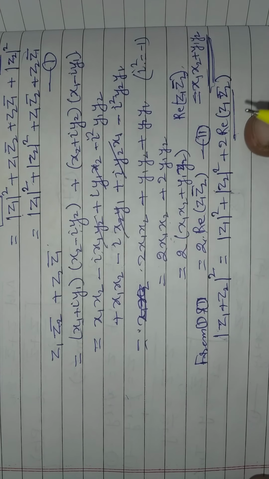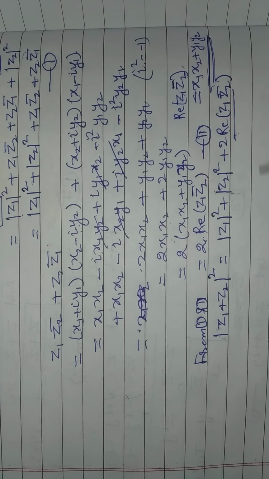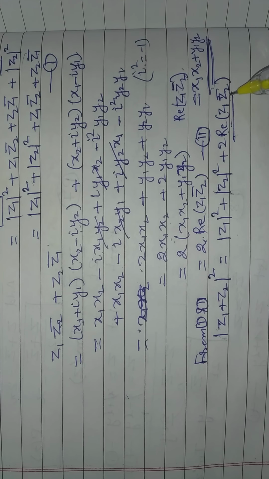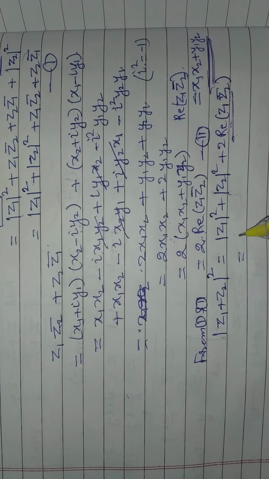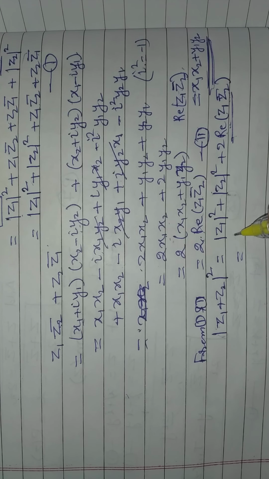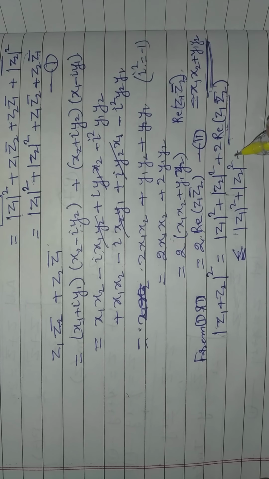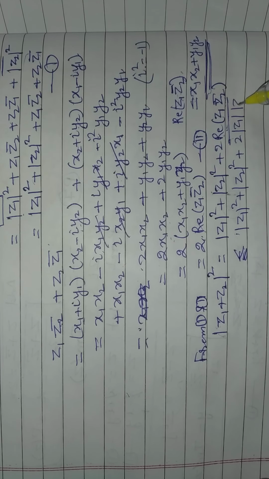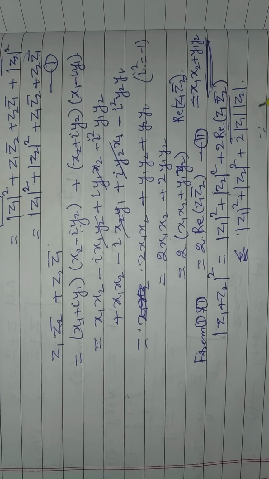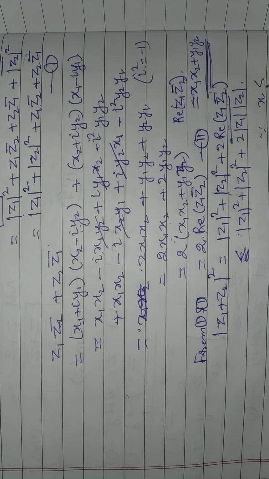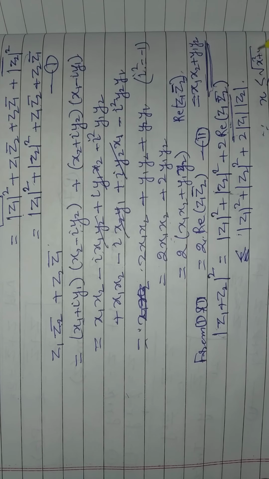So from here we will write, because here we have written this real part of this, again we are writing here as it is less than or equal to mod z1 square plus mod z2 square plus twice modulus of z1 and modulus of z2, since x is less than or equal to root under x square plus y square.